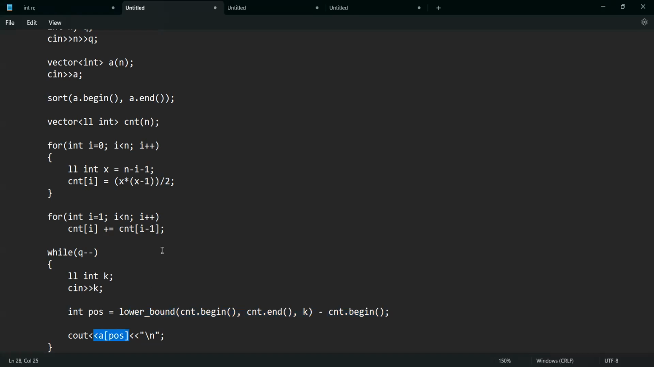Is it clear? Yes, no, anything? Okay, yes, it's clear. Okay, so let's move to the third problem.